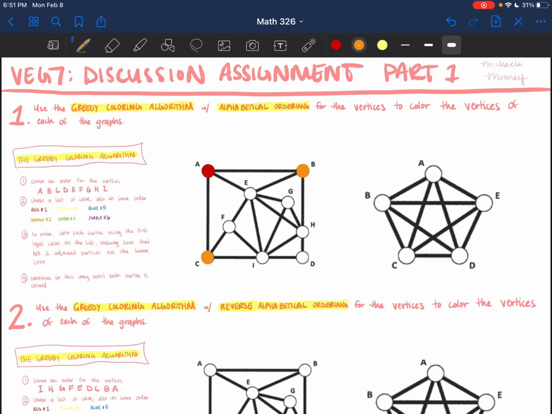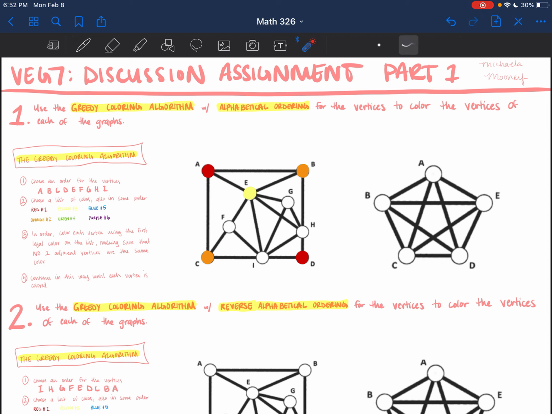Next, we move on to Vertex D. D is only touching Vertex H and I, and neither of those are colored yet, so our first legal color is color number 1, which is red. After D, we move on to E. E is touching a bunch of vertices: B, A, F, I, H, and G. But the only ones we're really worried about are the ones that are colored, so we're worried about A and B. Those two vertices are red and orange, so neither of those are legal colors, so we have to add a new color, number 3, yellow, which is a little hard to see, sorry about that. But E is going to be yellow. So we're up to 3 colors now.